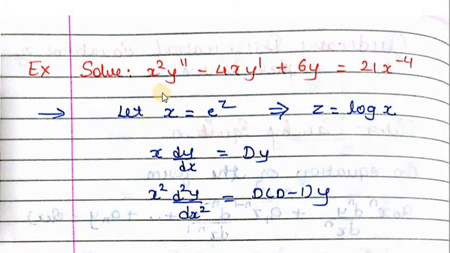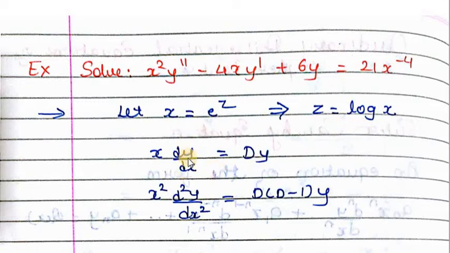Example number 1. We have to solve this differential equation, that is x square y double dash minus 4x y dash plus 6y equals 21 x raised to minus 4. Now you can see that this is a Cauchy Euler differential equation, because with y dash you have x raised to 1, with y double dash you have x square. So to solve this type of equation, we will suppose x equals e raised to z. So taking logarithm on both sides, we have z equals log x.